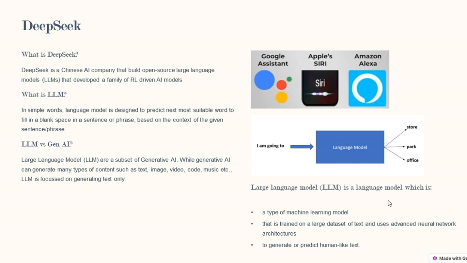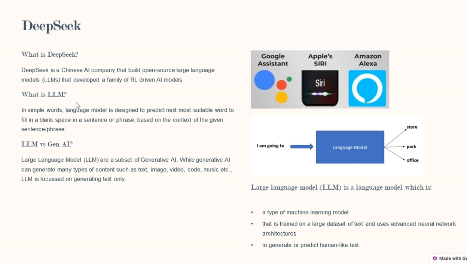DeepSeek is a Chinese AI company that builds open source large language models, or commonly called LLMs. DeepSeek models are basically developed as a family of RL models. RL stands for Reinforcement Learning Driven AI Models. Now the next question is, what is an LLM? LLM stands for Large Language Models.